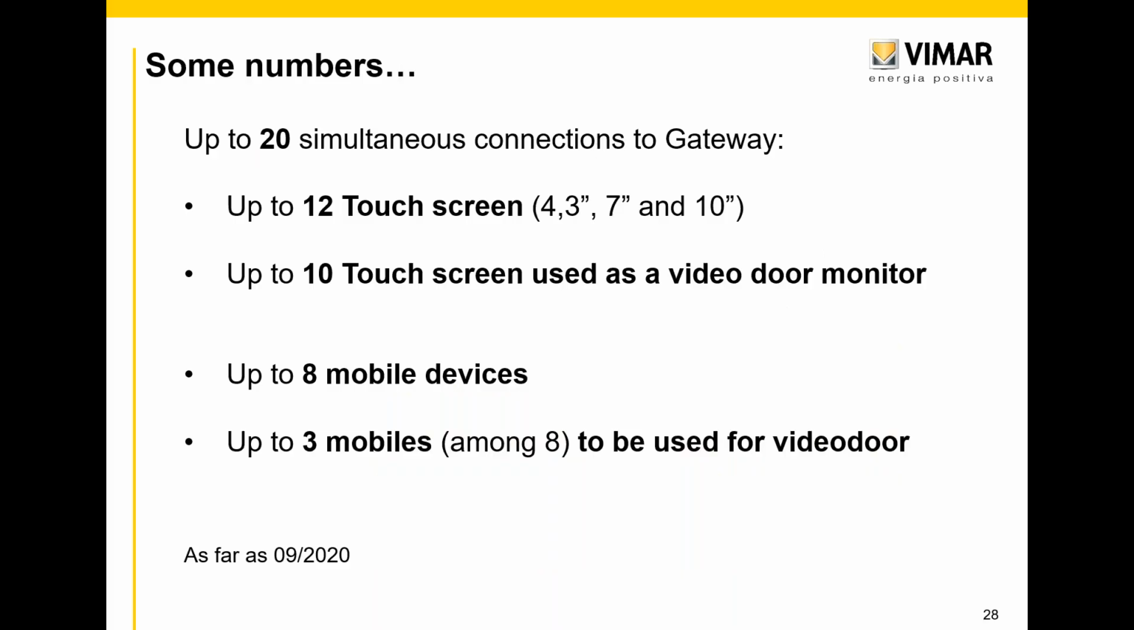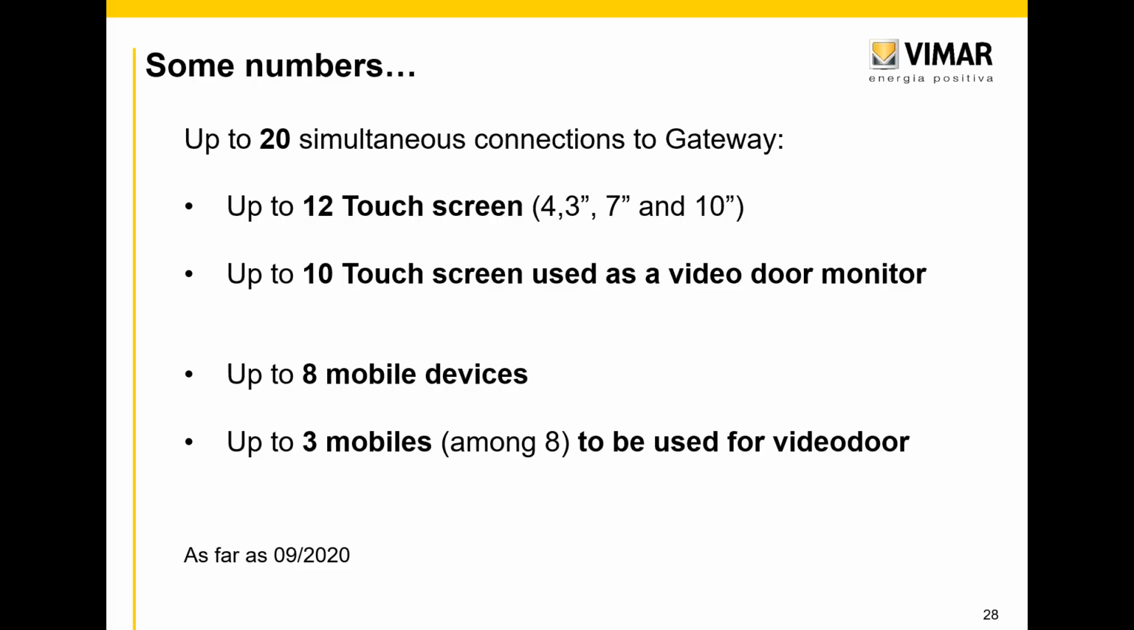So returning back to numbers. So now return back to the platform, and let's talk about gateways, touchscreens, and mobiles. So here you have the sum up, the resume of the numbers of devices connected to a system. So up to 12 touchscreens, doesn't matter the size, of which 10 of these 12 maximum can be used as a video door entry system monitor. You decide in the configuration which ones.